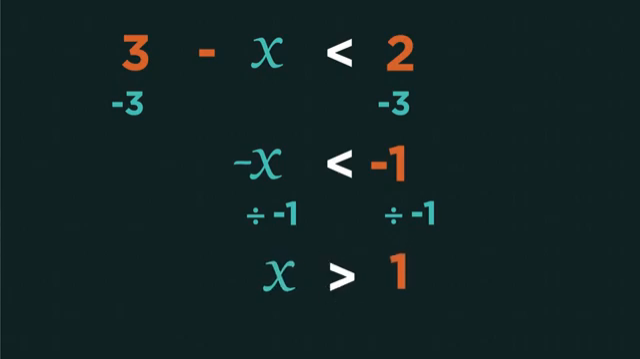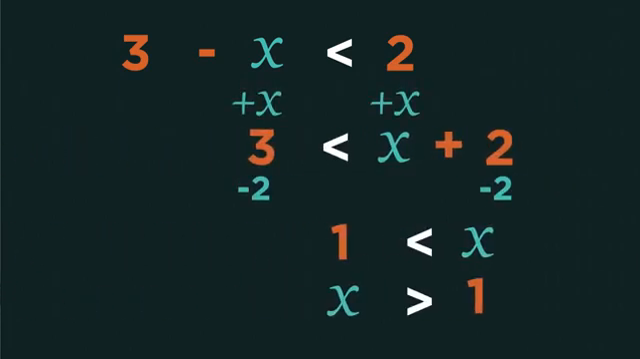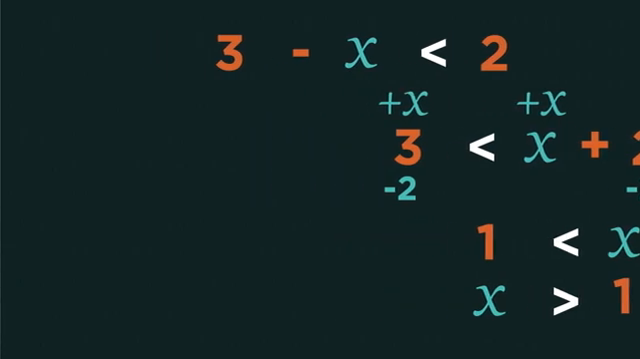You just need to remember to change the direction of the inequality if you're multiplying or dividing by a negative. But we can just avoid this completely like we did in the first method and focus on moving the x to become positive earlier on. I definitely prefer this method.